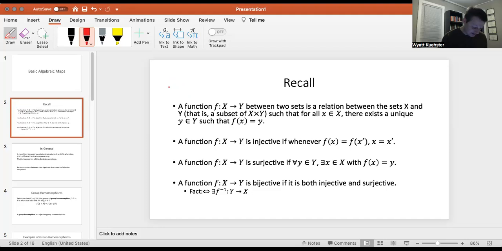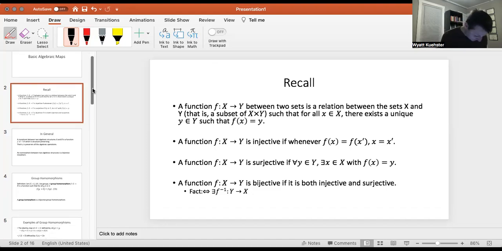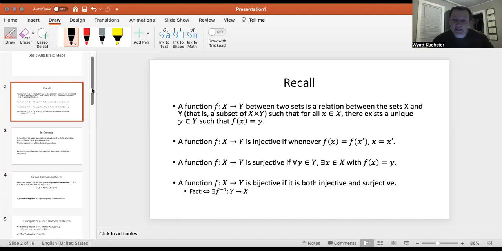But a function like this is injective because it passes the horizontal line test. Okay, so that's injectivity. And then a function is surjective, or onto, if for every y in Y, there exists an x in X so that f of x equals y. So for every y in the codomain, there exists an x in the domain that hits it under the map f. And then we defined a function to be bijective if it's both injective and surjective, if it's one-to-one and onto.